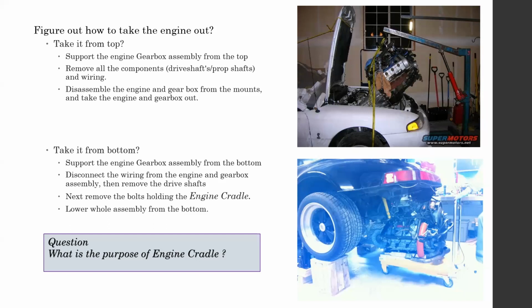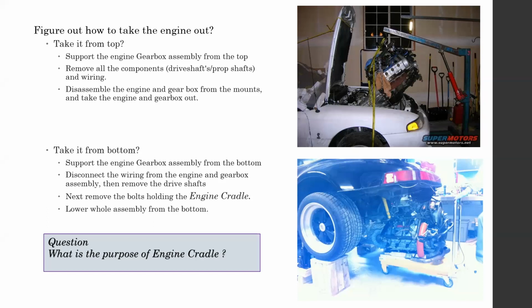But if you want to replace all the suspension components like the rubber mounts, rubber joints, the engine mounts, and you also need to do the engine rebuild, in that case it's easy to take the whole front suspension assembly and the engine gearbox assembly as a whole unit with the engine cradle from the bottom. It actually comes as a subframe, so you can take everything from the bottom.